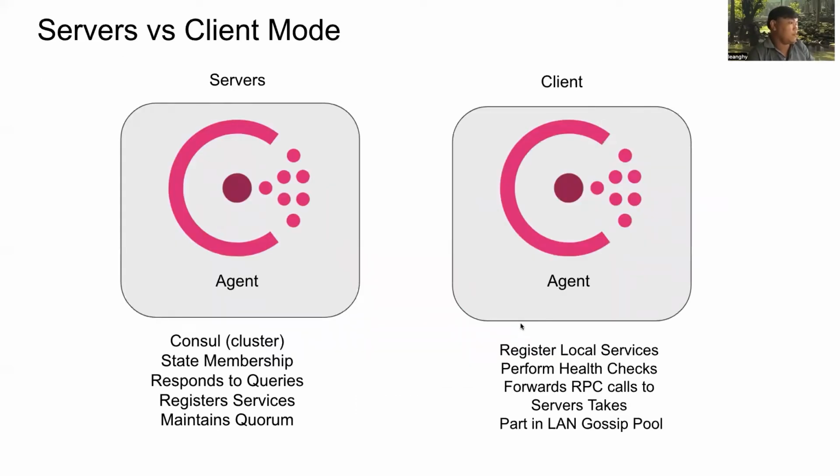So we have the Consul server mode and client mode. The server mode maintains the Consul cluster state and membership, responds to queries, registers services, and maintains quorum. And the Consul client registers local services, performs health checks, forwards RPC calls to the servers, and takes part in the LAN gossip.